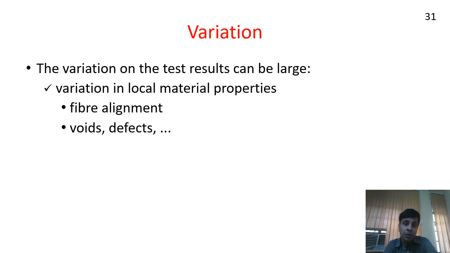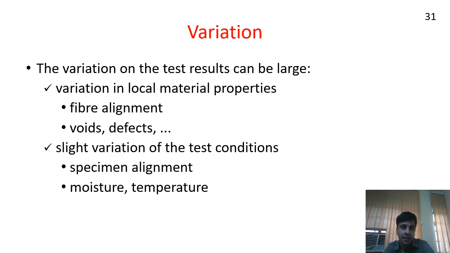Now, a big problem is variation. Variation will depend on the local material property, that is fiber alignment, void defect. This is directly dependent on the manufacturing method that you have chosen. Variation can also come due to the test conditions.